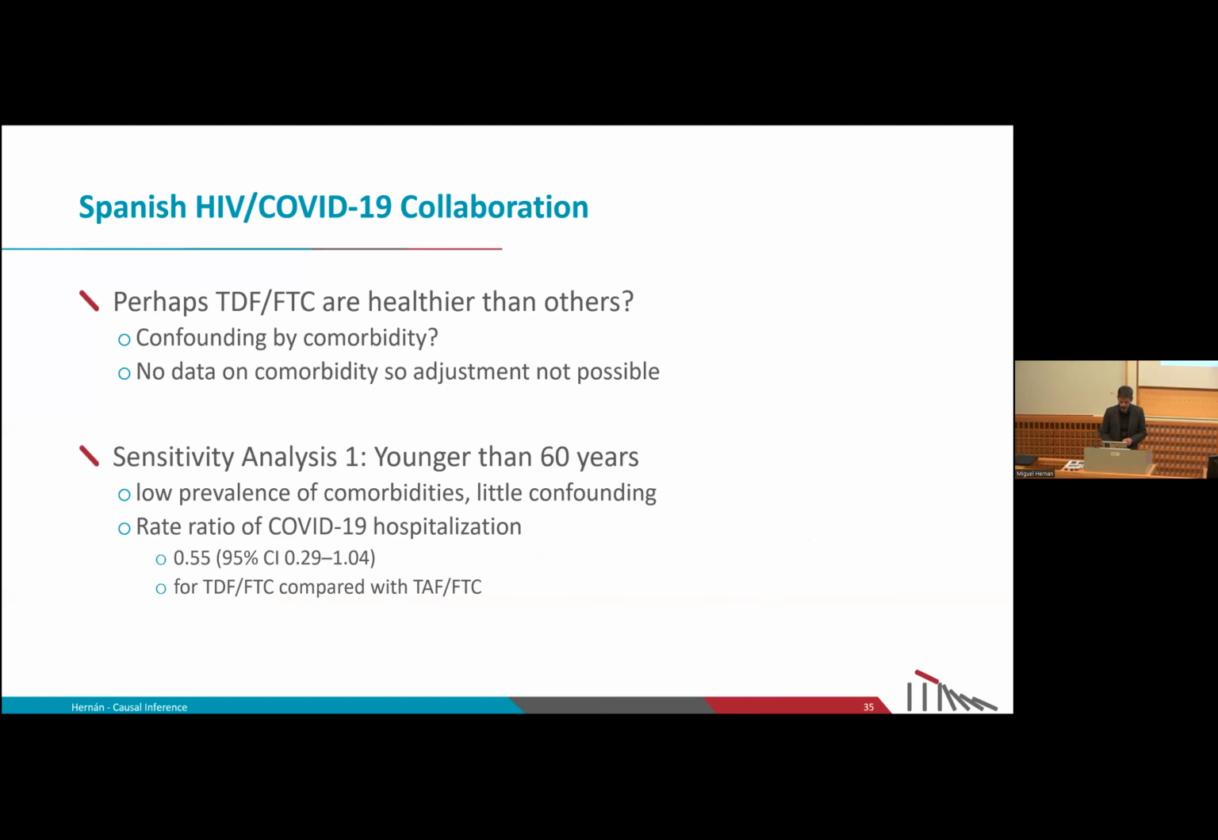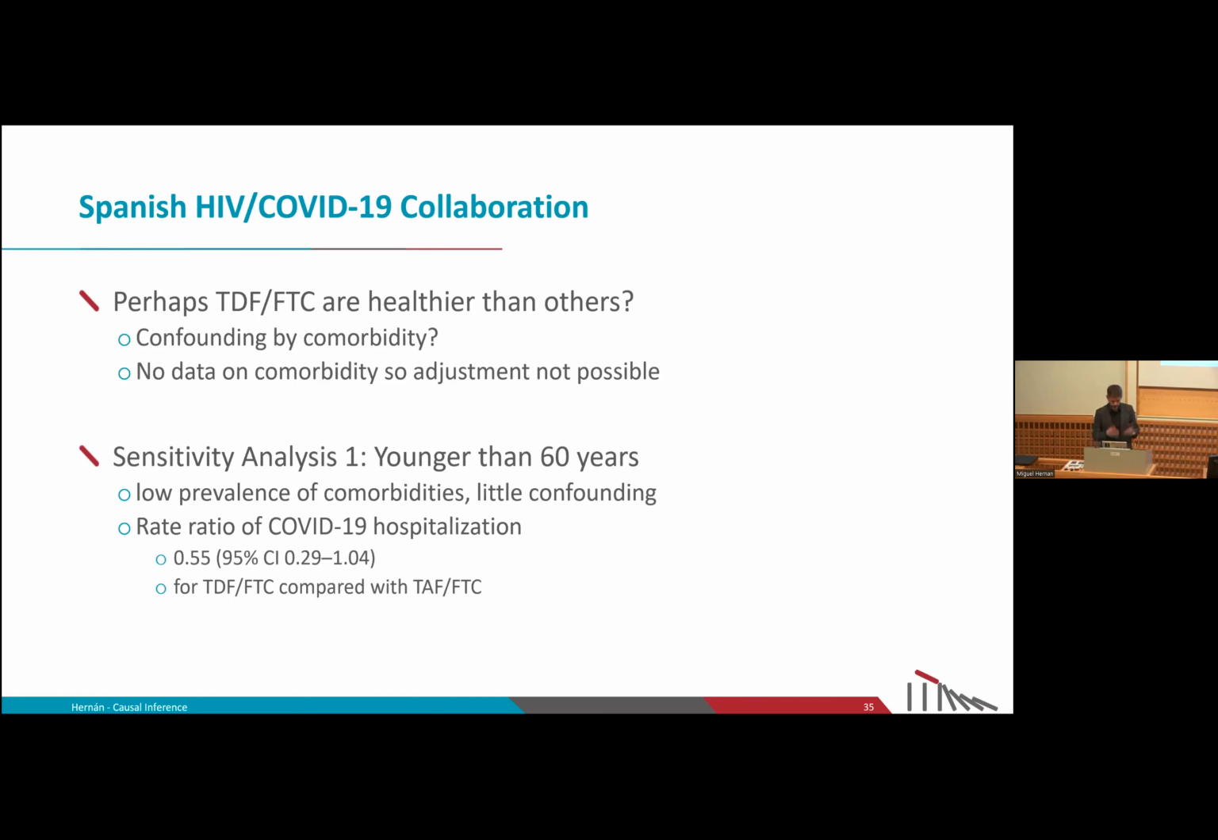So that was interesting, but it's hard to interpret because maybe people who take TDF FTC are different from people who take the other antiretrovirals. Maybe they are healthier people, and they're giving them TDF because they are healthier, and they're giving the other antiretrovirals to the people who are sicker. And that would explain it. I mean, that is possible, and that study could not adjust for comorbidity or for clinical status. It didn't have any data on that. So sure, that is a possibility.